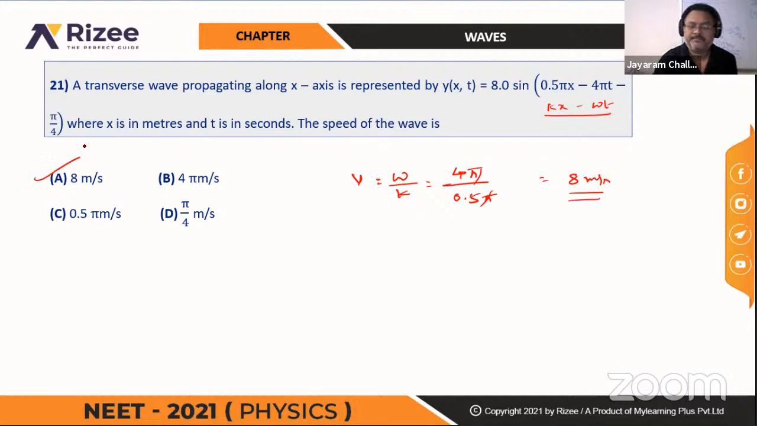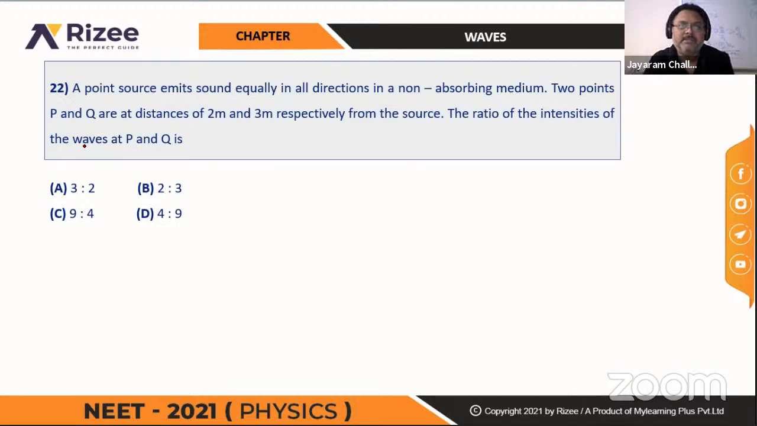This is our option. A point source emits sound equally in all directions in a non-absorbing medium. Two points P and Q are 2 meters and 3 meters apart from the source. The ratio of the intensities of the waves at those points. We know that the intensities of the waves, I2 is going to be R2 square by R1 square.